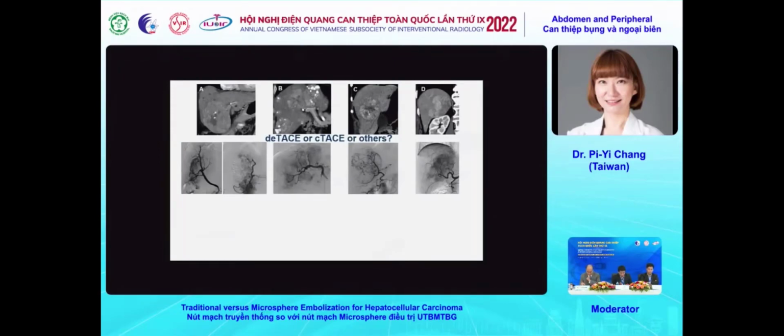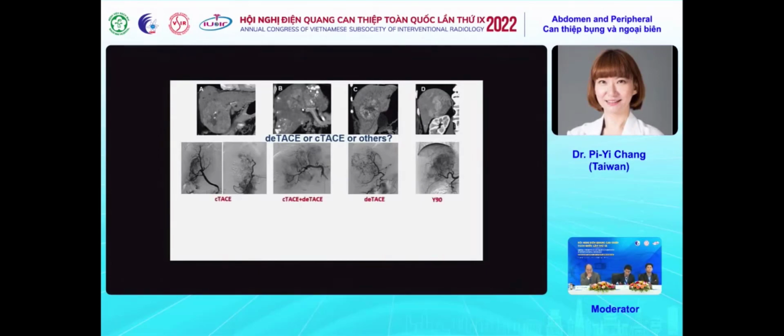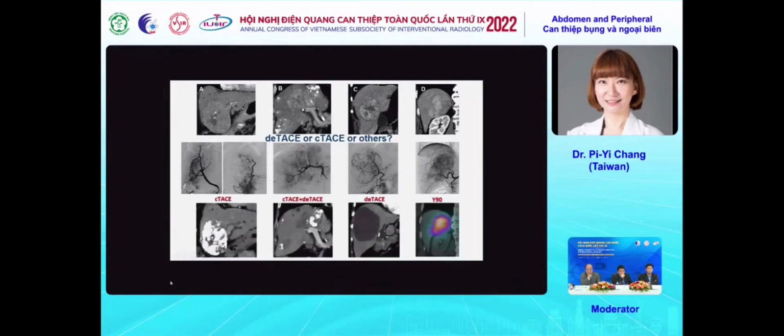As you can see, these are really large tumors, and I would like you to consider which kind of treatment would you use for these 4 cases: D-TACE, C-TACE, or others. In case A, I choose to use C-TACE, and you can see the lipiodol retention in the tumor. And for B case, you can see I have done both DEB-TACE and C-TACE.